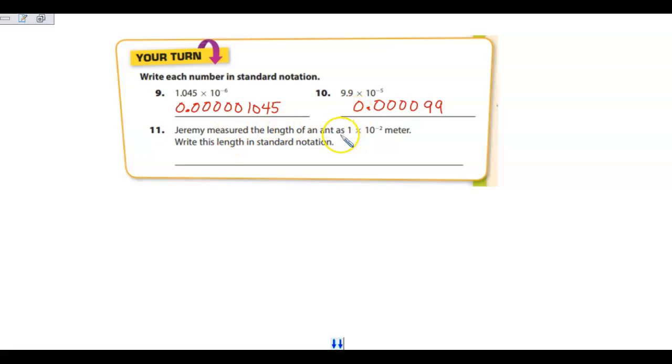Go ahead and do number 11. Decimal is going to move left 2 places. Where is the decimal when it starts? You're right, it's right here. It's behind the 1. So go ahead and write it in standard notation. In standard notation, that would be 1/100th.